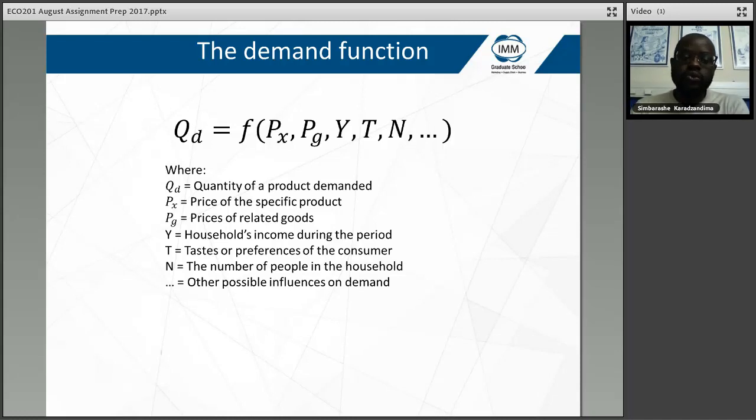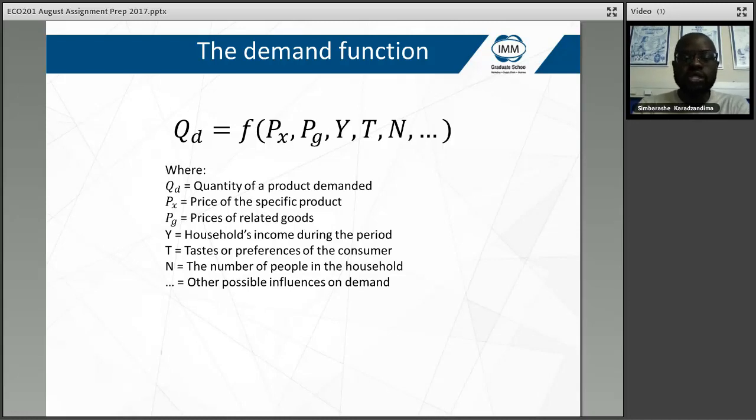Then the price of related goods and services, we are basically referring to the substitutes and the complements. What happens to the demand for tennis balls if the price of tennis rackets increases? Those are complements, goods that we use jointly. Or what happens to the demand for tea if the price of coffee increases? Those are substitutes, goods that we can use one in place of the other, right? So those are related goods.